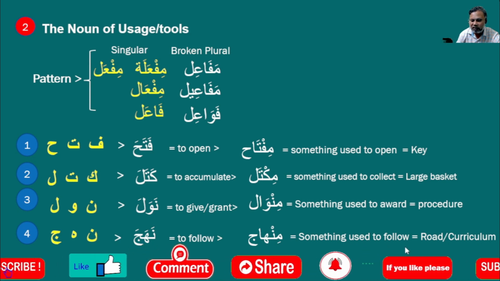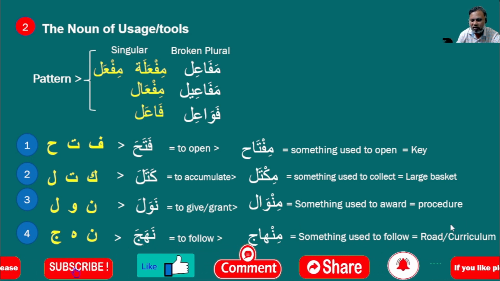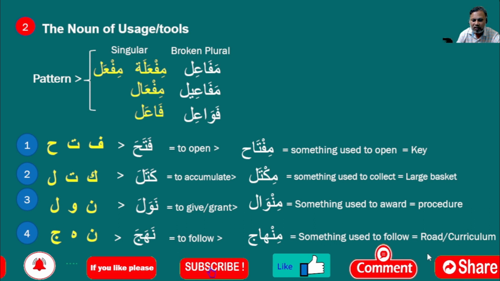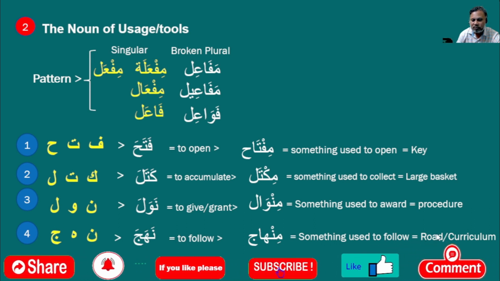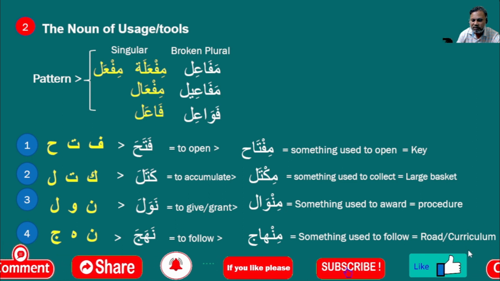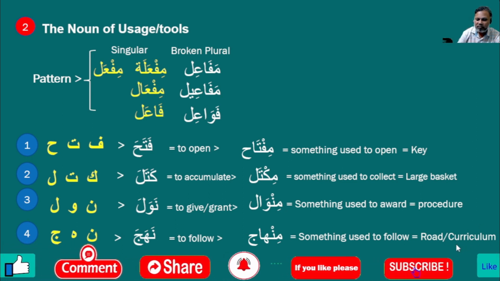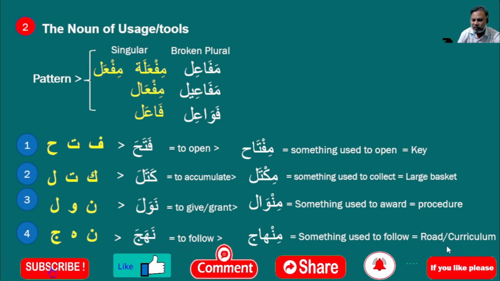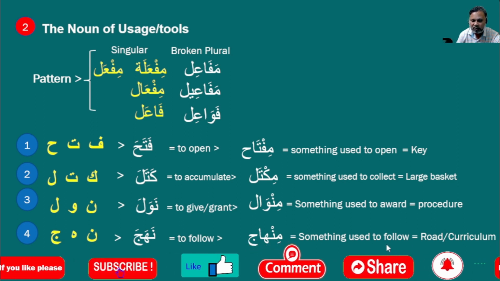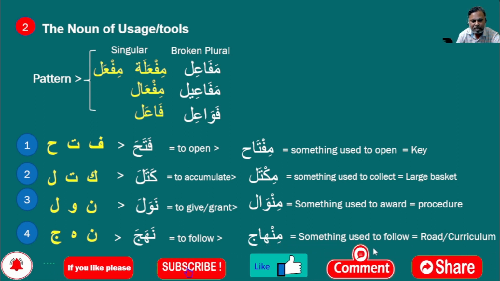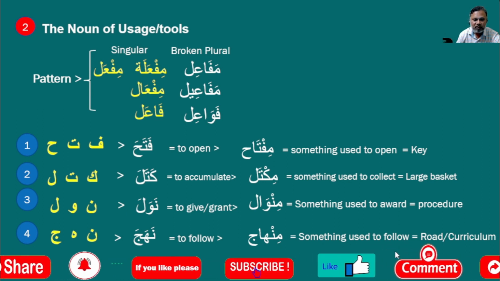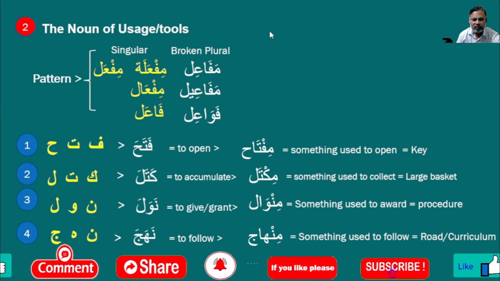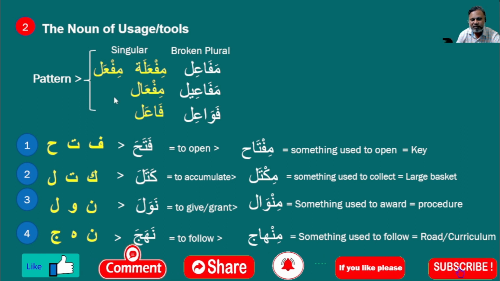Something used to follow. The actual meaning of minhajun is road or curriculum. A curriculum is used to follow in order to complete the study, university or school study. A road is also used to follow the path of going somewhere. Minhajun means something used to follow. These are the nouns called the noun of uses or tools, which can be generated by using this pattern.